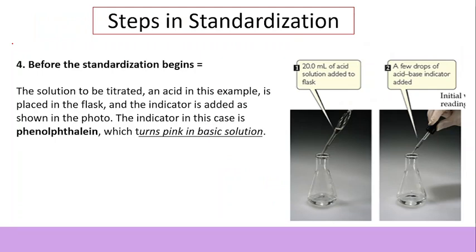Next, before the standardization begins, the solution to be titrated, an acid in this example, is placed in the flask, and the indicator is added as shown in the photo. The indicator in this case is phenolphthalein, which turns pink in basic solution. Yung ginamit niya dito is phenolphthalein. Kapag na-reach mo na yung point of equivalence, kapag same na yung ratio ni acid and then ni base, dapat magko-color na siya. Ang endpoint mo is pink, light pink.